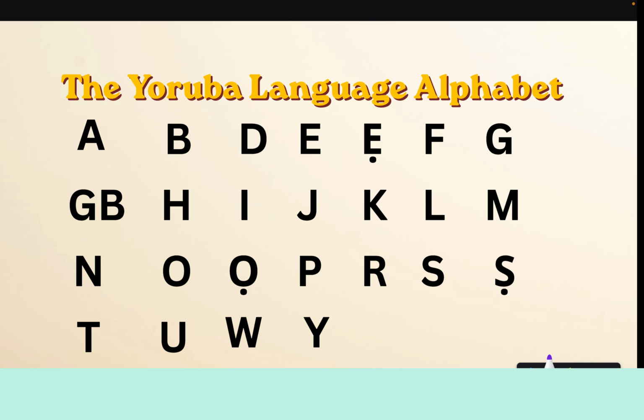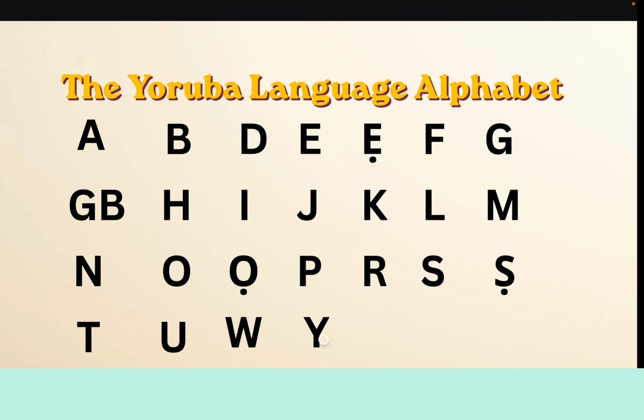All right, the Yoruba alphabet starts with A, B, D, A, E, F, G, B, H, I, G, K, L, M, N, O, P, R, S, Sh, T, U, W, Y.